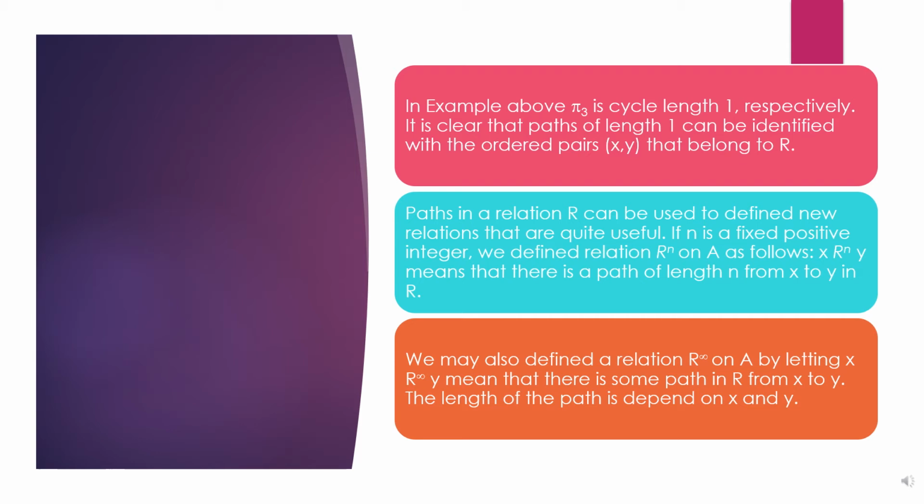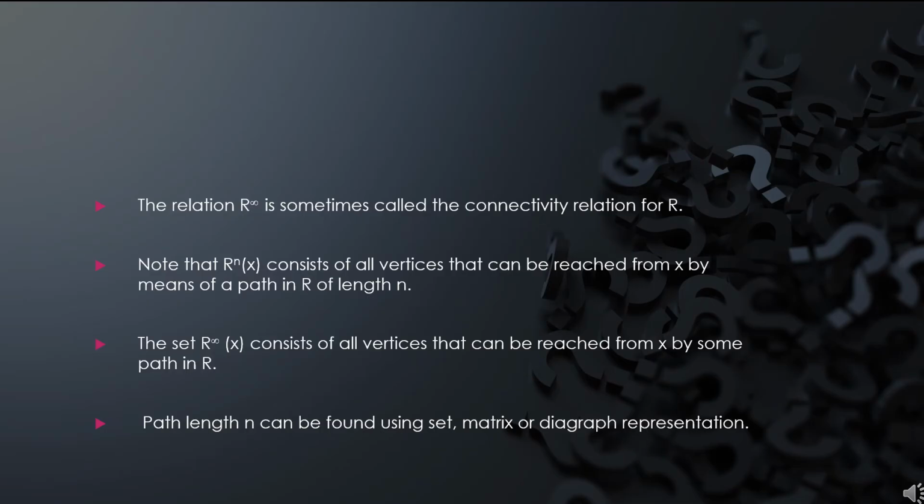Next, if n is a fixed positive integer, we define the relation Rn on A as follows: x Rn y means that there is a path of length n from x to y in R. Last but not least, we may also define a relation R infinity on A by letting x R infinity y mean that there is some path in R from x to y. The length of the path is dependent on x and y. The relation R infinity is sometimes called the connectivity relation for R.